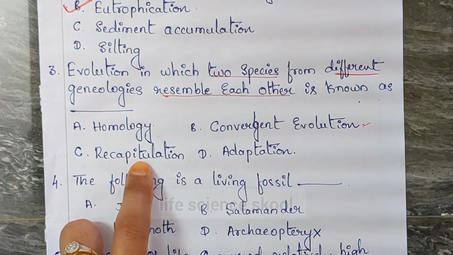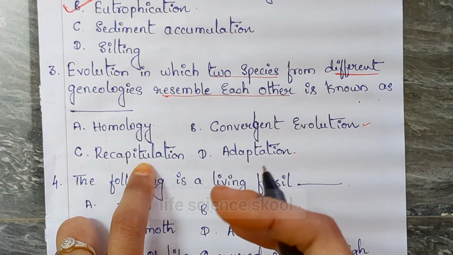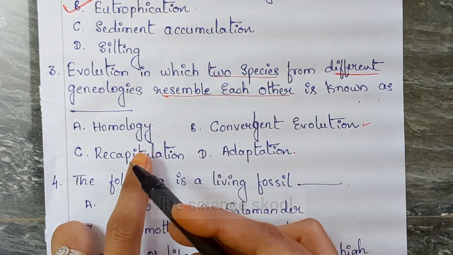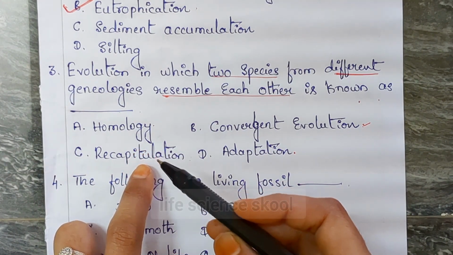Next, recapitulation. Recapitulation is the idea that embryonic development repeats one's ancestor.